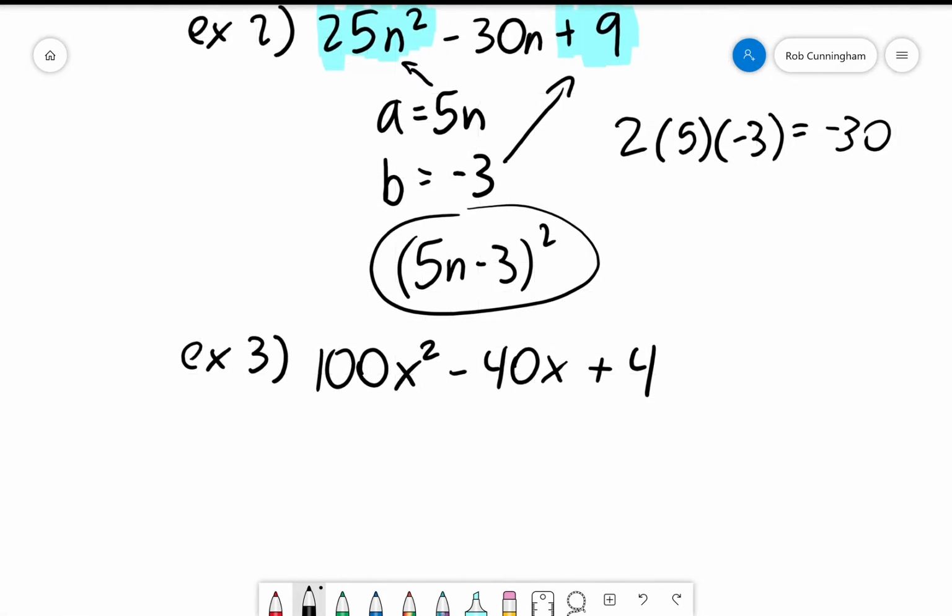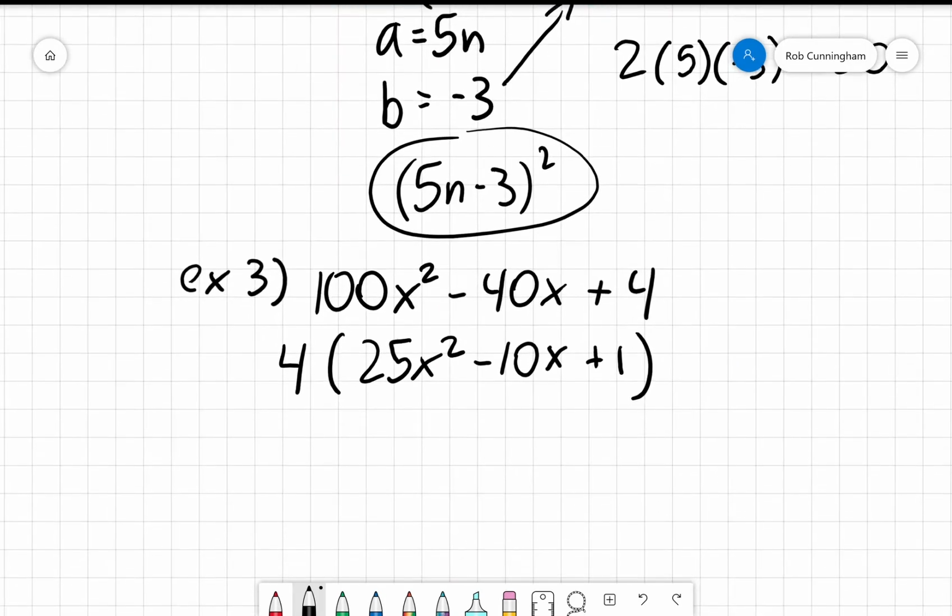Okay, first step here. Well, I do see a couple of things I can do right now. First off, step 1, every single time, is there a GCF? Now, we haven't actually asked that question in the last couple of examples, so shame on me for not doing that. I do see that all of this is divisible by 4. 100x squared divided by 4 is 25x squared. Negative 40x divided by 4 is negative 10x. And then 4 divided by 4 is positive 1.